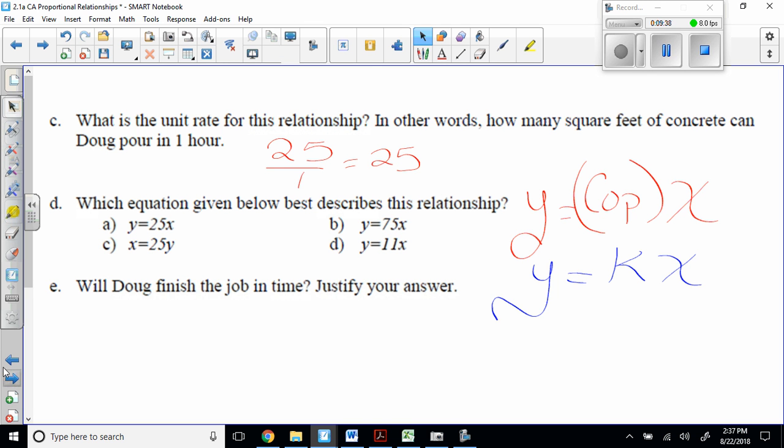So with that understanding, let's survey the crowd again. How many of you think it's A? How many of you think it's B? How many of you think it's C? How many of you think it's D? How many of you don't have a clue? Then you need to pay attention. Ladies and gentlemen, look at the equation. I said y equals something, constant of proportionality, times who?